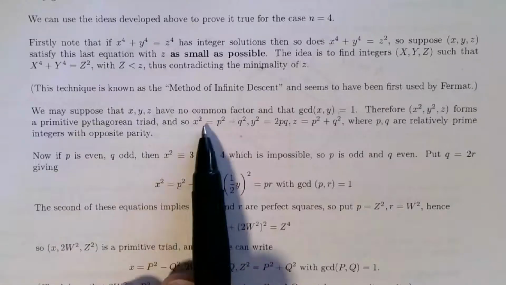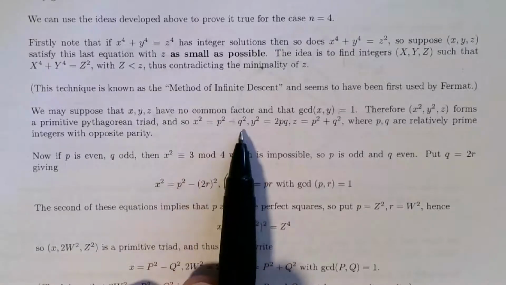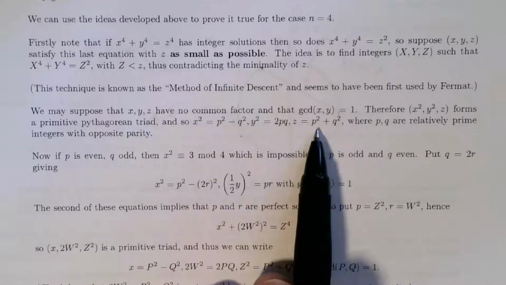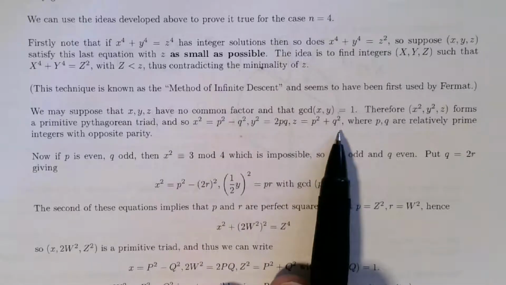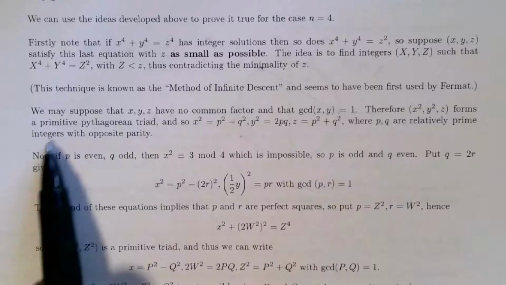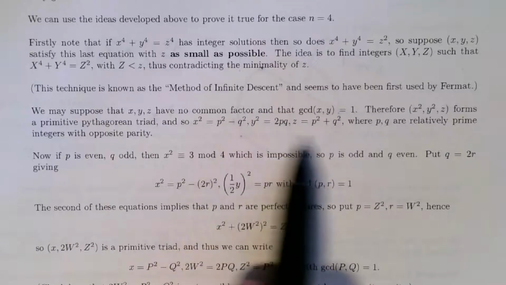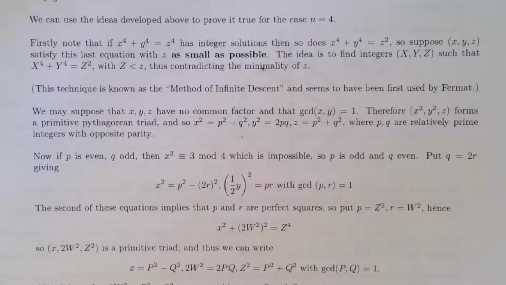So I can write this as x is p squared minus q squared, y squared is 2pq, and z is p squared plus q squared, where p and q are relatively prime with opposite parity. So I used u's and v's before, I'm just using p's and q's, it's just the same thing.